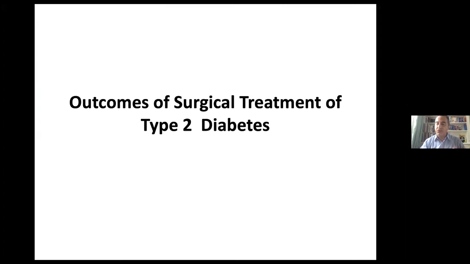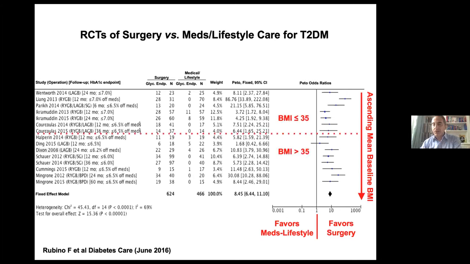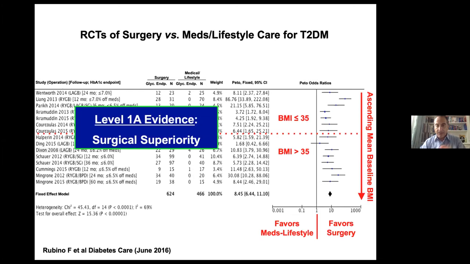I will not go into the details of the review of the evidence because clinical outcomes have been described by the previous speakers. Just to say that there are now more than a dozen randomized clinical trials showing superiority of surgery compared to medical therapy of diabetes for all clinical outcomes considered, not just remission but also beyond. Importantly, that's true for the subcontinent as well, not only for patients with BMI well above 35, but also below 35. Many of these randomized trials did include patients with BMI below 35.